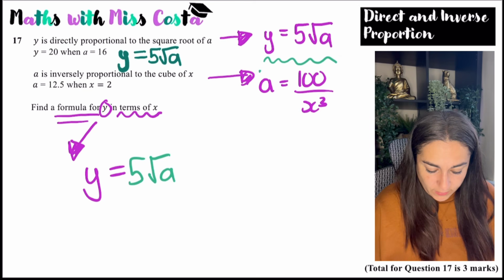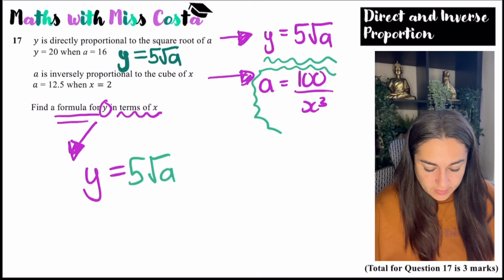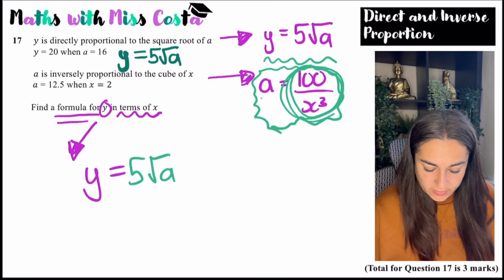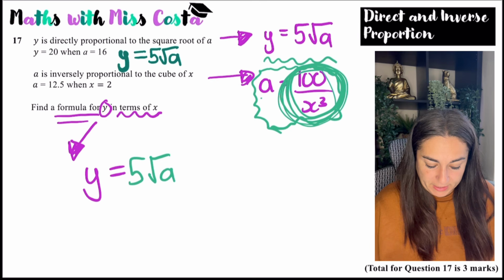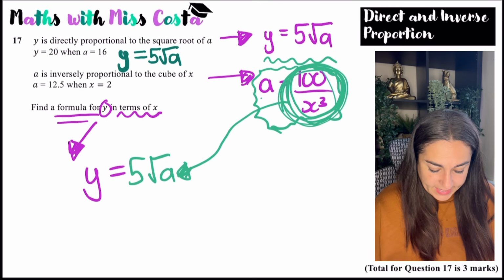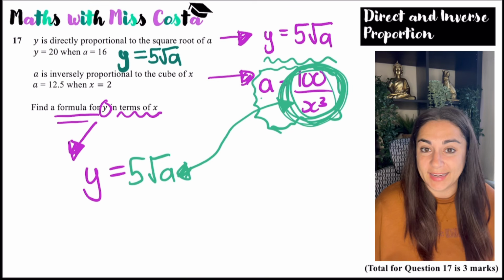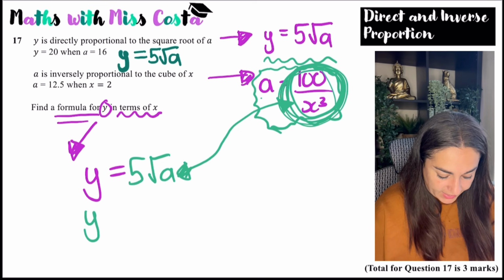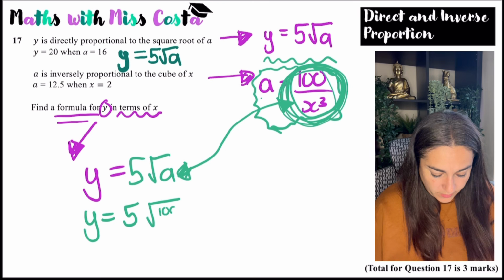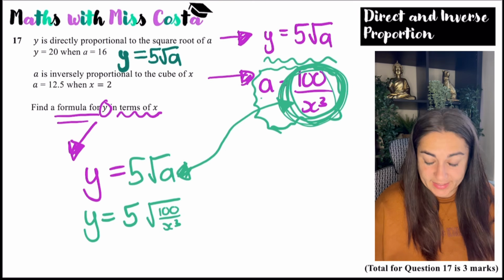However, what I do have is over here, I have what the value of a is. So I know that a is equal to 100 over x cubed. Now, if a is equal to 100 over x cubed, wherever I see an a, I can substitute this in, and then it's going to be in terms of x. So y is 5 times the root of 100 over x cubed, because that has the same value as a.